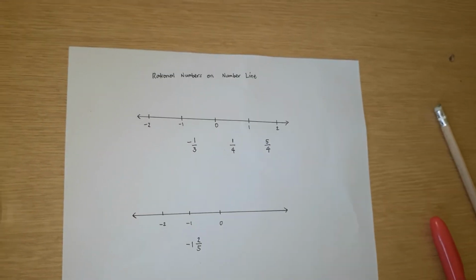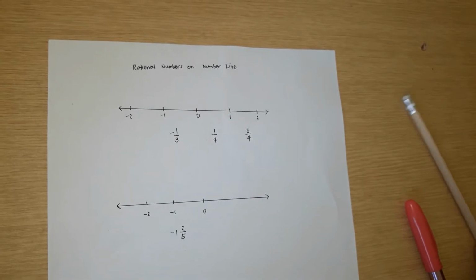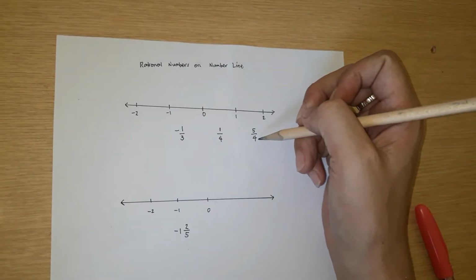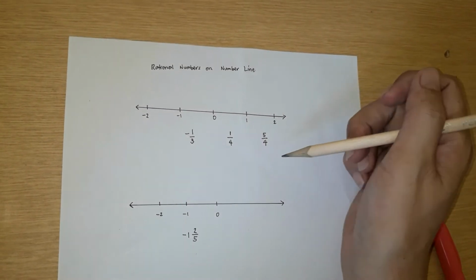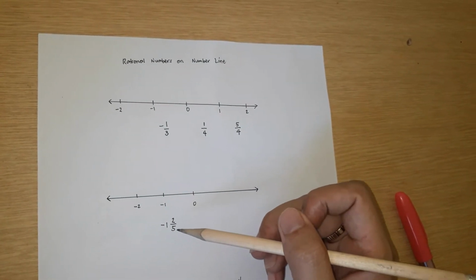So today we're going to identify rational numbers on number line. So first we have our number line. We have our given fractions, 1/3, 1/4, and 5/4. Here is -1 and 2/5.